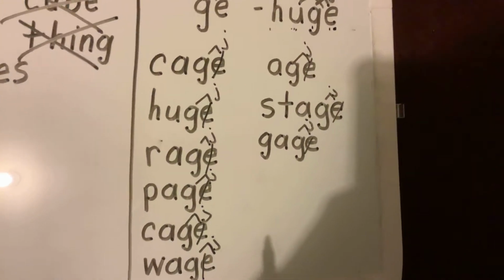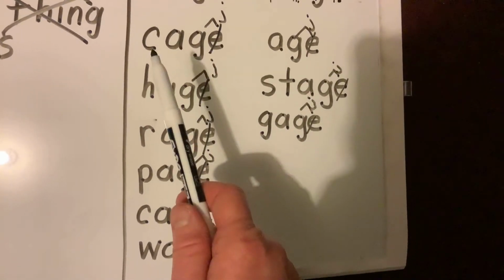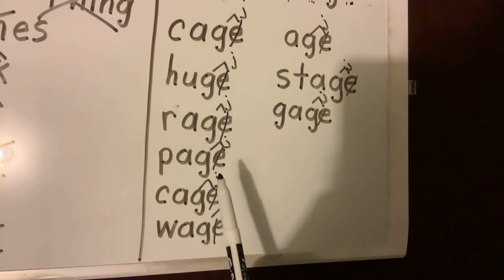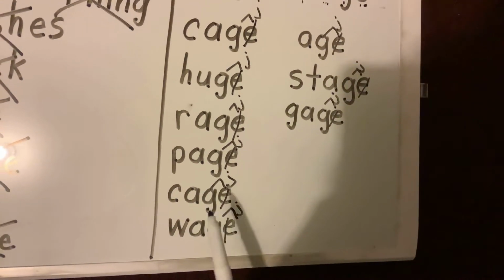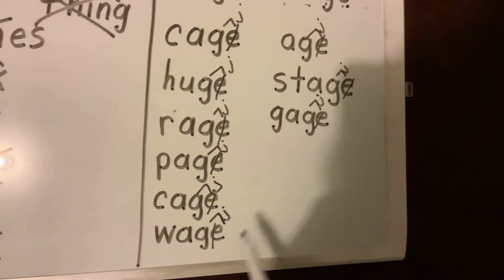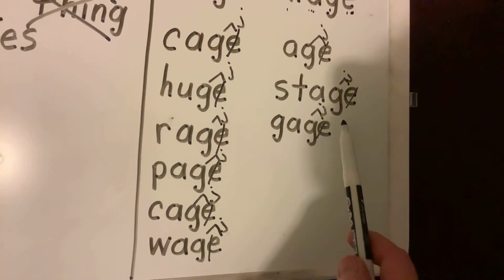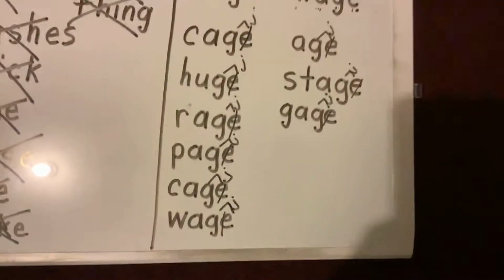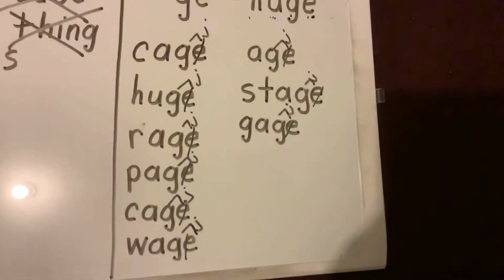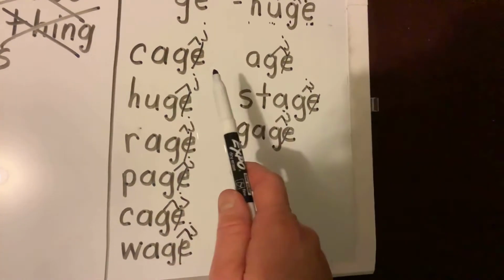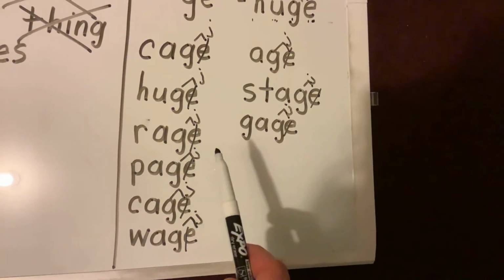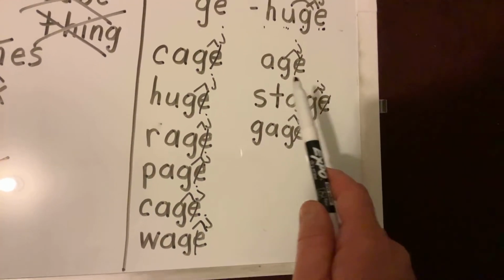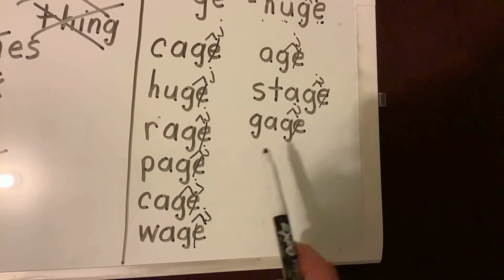Let's read these again a little bit stronger. Read them with me at the same time. Cage, huge, rage, page, cage. Oh, cage is in there 2 times. Wage, age, stage, gauge. All right, can you read these again? If you like ice cream in a cup with sprinkles. Cage, huge, rage, page, cage, wage, age, stage, gauge.